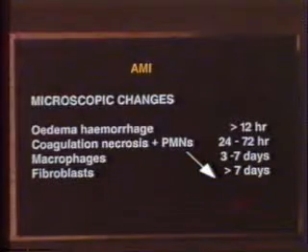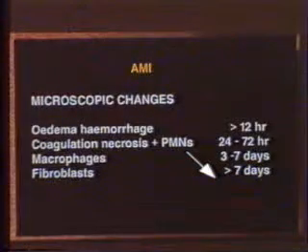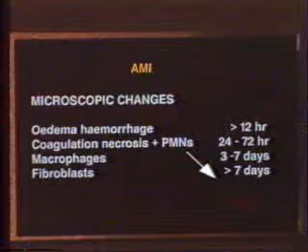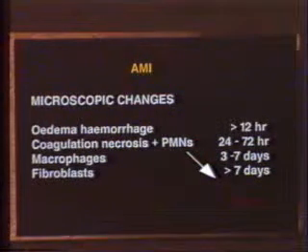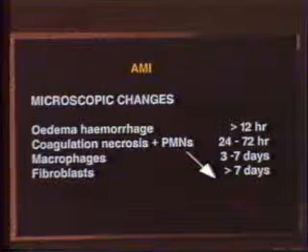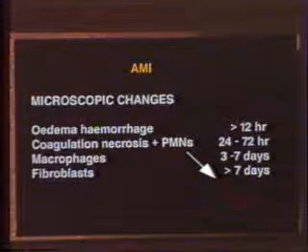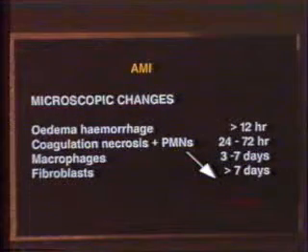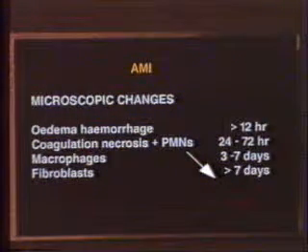Now the microscopic changes we may see, because sometimes one may not see any obvious macroscopic infarct. And what we look for histologically when we take sections of the myocardium, again, like with macroscopic features, the early features are very subtle. Before 12 hours generally one sees nothing. There'll be edema with hemorrhage, really very little.